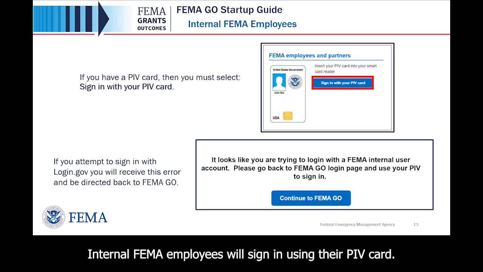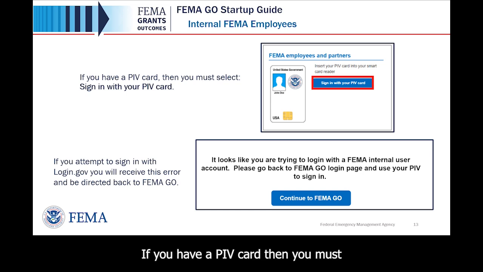Internal FEMA employees will sign in using their PIV card. If you have a PIV card, then you must select Sign in with your PIV card. If you attempt to sign in with login.gov, you will receive an error message and will be directed back to FEMA Go.